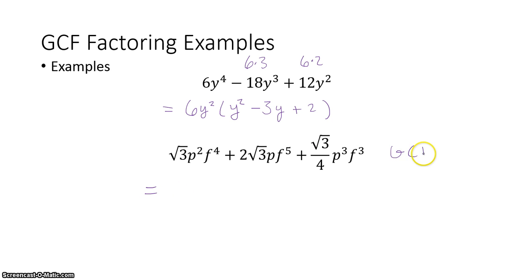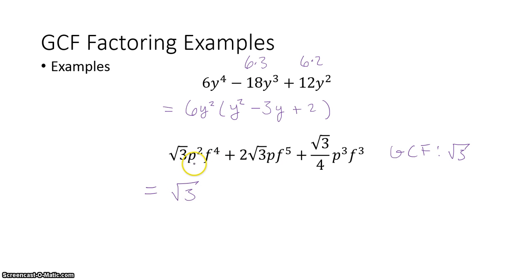With this example, let's see if we can get our GCF first. Looking at the first term, I have square root 3. Oh, I have square root 3 in every term. So definitely in my GCF, I'm going to be factoring off a square root 3.